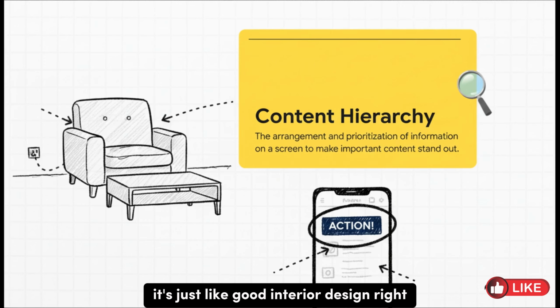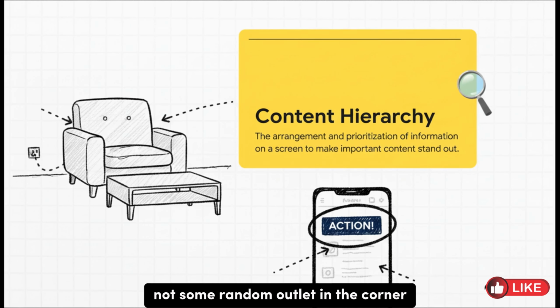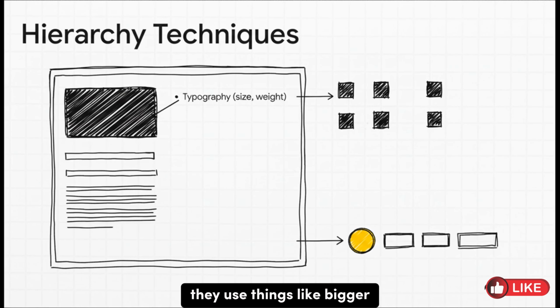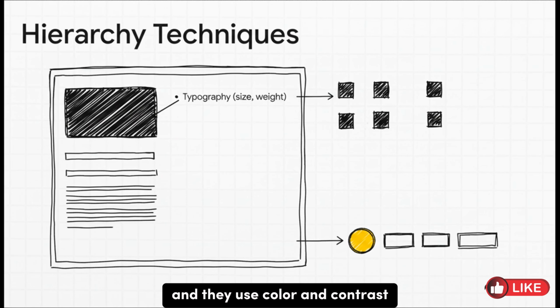It's just like good interior design, right? When you walk into a living room, your eye is drawn to the fireplace or a big window, not some random outlet in the corner. And designers have a whole bag of tricks to make this happen. They use things like bigger, bolder fonts for headlines. They use empty space to group related items together. And they use color and contrast to make important buttons really pop. It's all designed to guide your eye without you even realizing it.